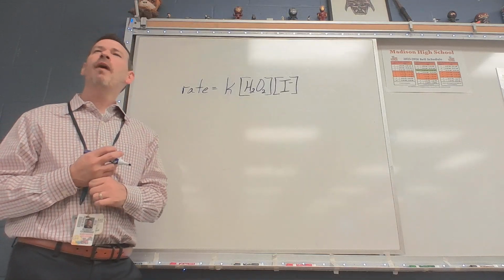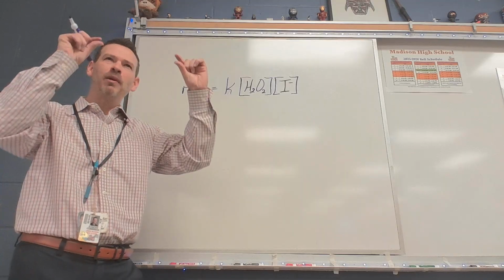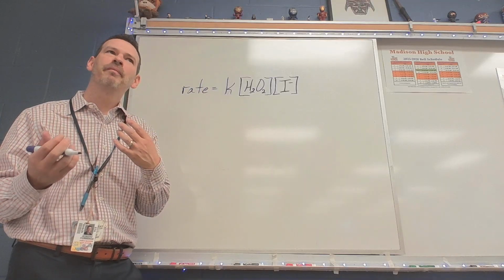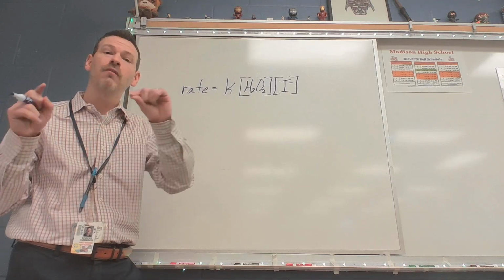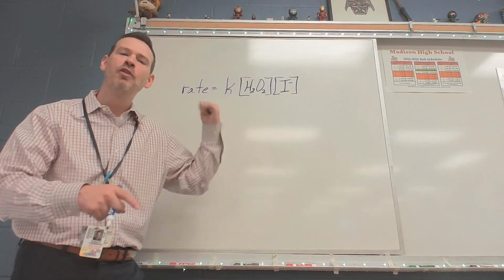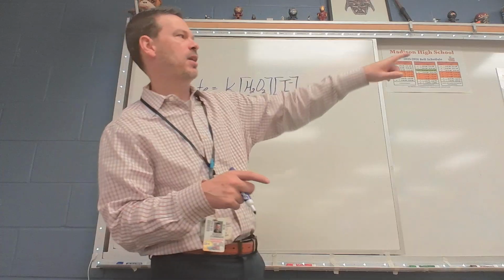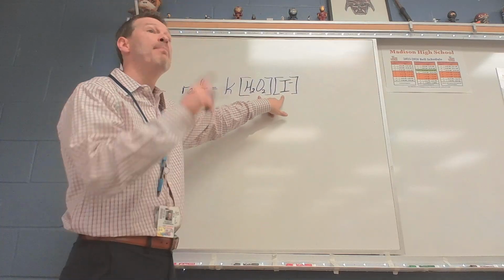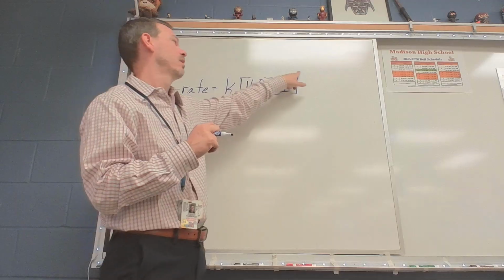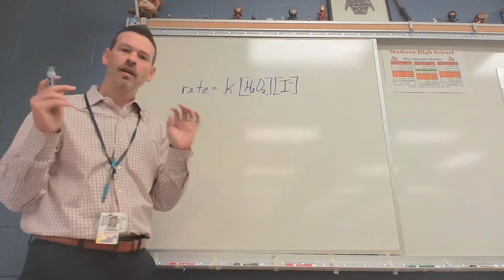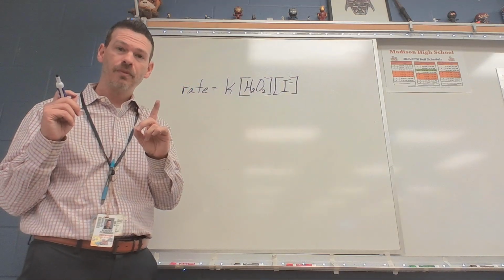But what about the orders? Remember those little exponents that tell you how important they are? The orders are the coefficients from the slow step of those substances. What coefficient is in front of each of those? They both have a 1 in the RDS. So ones. We don't show ones, but ones.